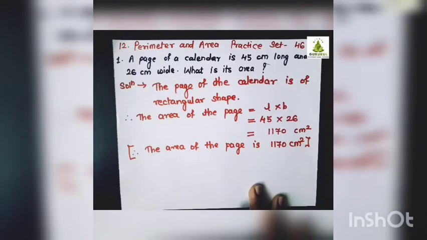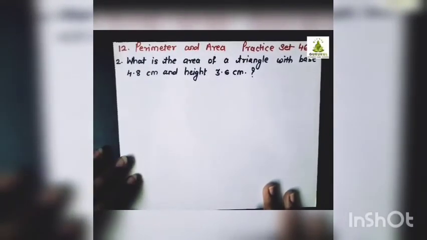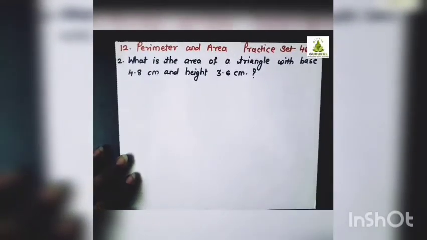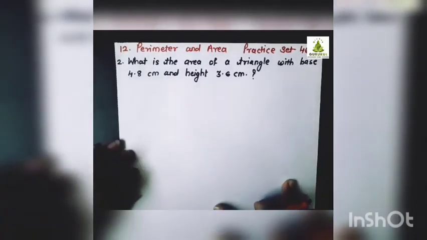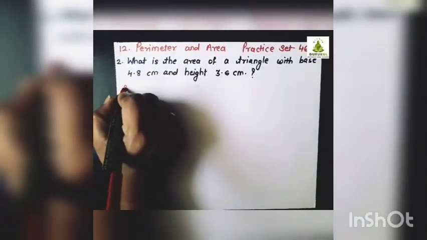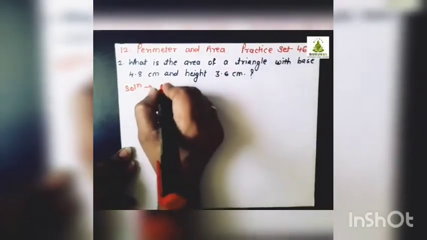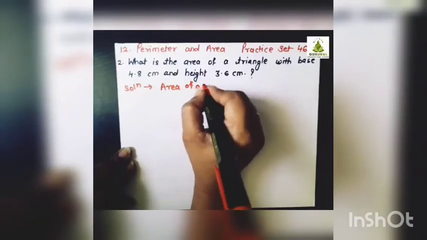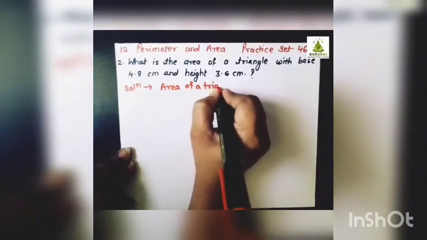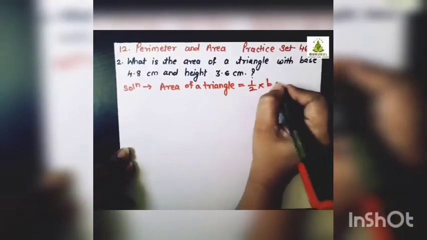Now let us go for the second sum. What have they given? What is the area of a triangle with base 4.8 centimeters and height 3.6 centimeters? Very simple. Just now we explained in the previous video what the formula for the area of a triangle is. Area of a triangle is equal to half into base into height.